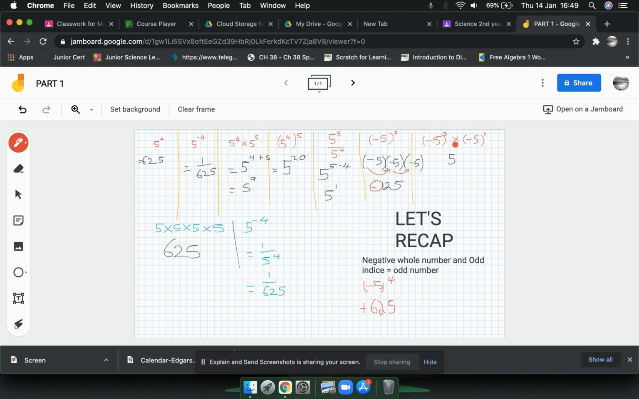Well, because we're multiplying these indices together, it's going to be 3 plus 2. So we're definitely going to end up with 5 to the power of 5. But what we're not quite sure about just yet is what the sign will be. Because I have an odd indice and I have a negative whole number, in actual fact, when you work this out, you will end up with a negative number. That's because a negative whole number and an odd indice will give you a negative number. Okay, just like this one here, we ended up with a negative number here as well. So that has been a quick recap there of the different indice rules we have encountered so far.